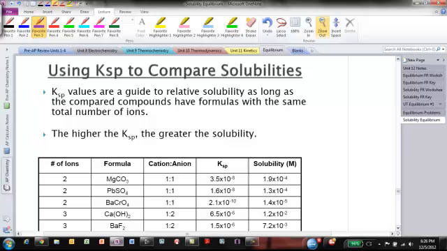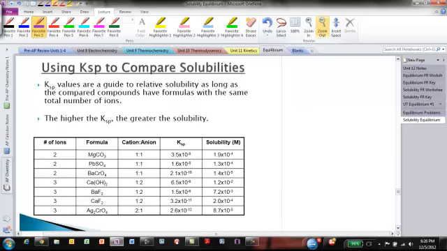Sometimes they're going to give you multiple Ksps and ask you, what does that mean about their solubility? And this is the important concept. The higher the Ksp, the greater the solubility. Because Ksp has the ions in it. All it is, is one ion times another ion. And so if that's a big number, it means the ions are a lot, and it means the solid wasn't. So the bigger the Ksp, the more soluble it is.